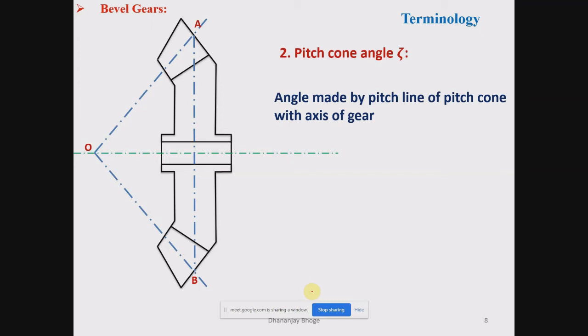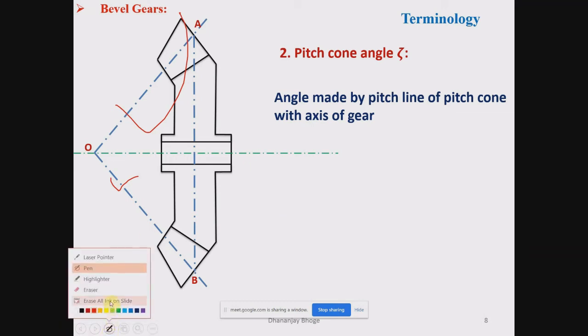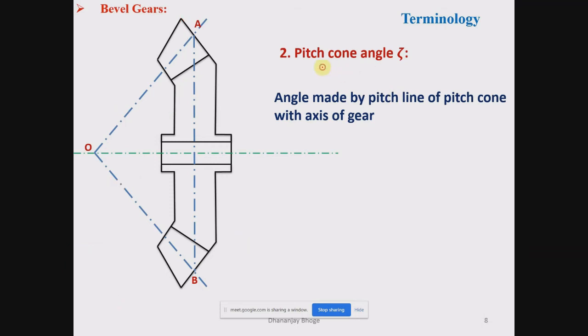Pitch line of pitch cone. Pitch line means the lines we have drawn, the center lines. These are pitch lines. This is one pitch line, this is another pitch line, which are shown in blue color. So the angle made by these lines with the axis of gear will be the pitch cone angle. Now let us show the pitch cone angle in the diagram. So this is zeta, pitch cone angle. Angle made by the pitch line of this pitch cone with the axis of gear.